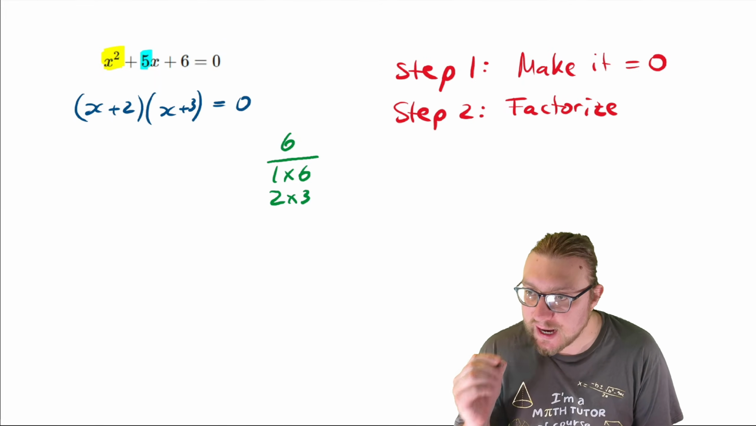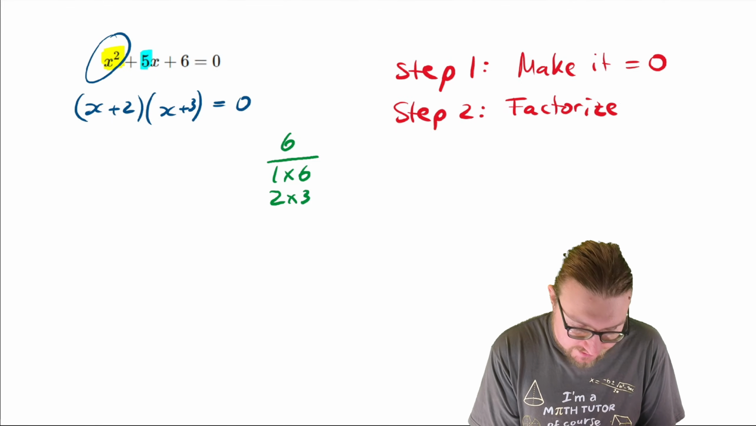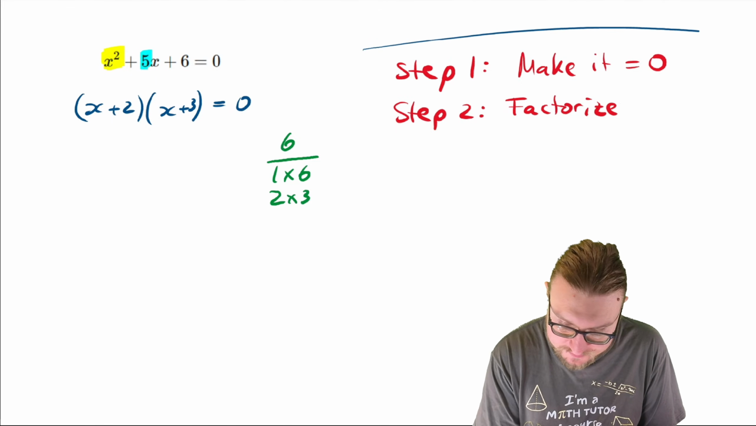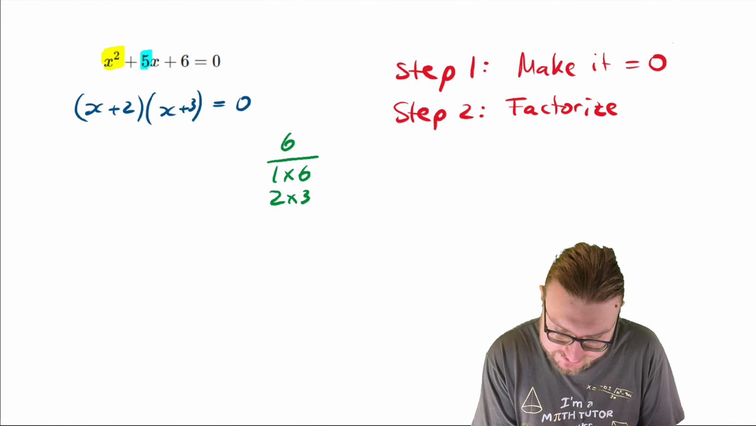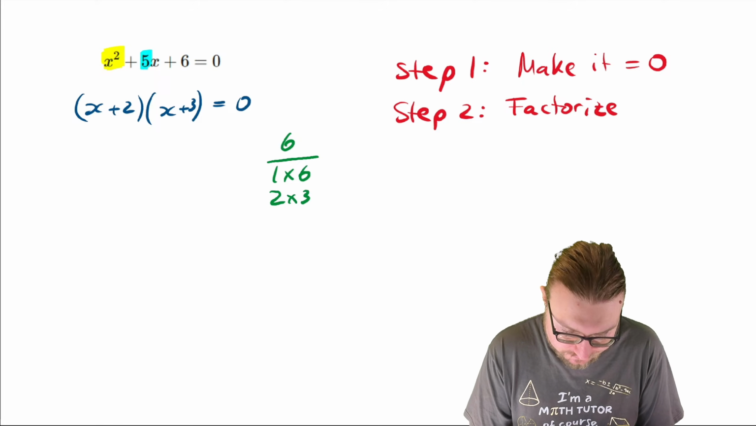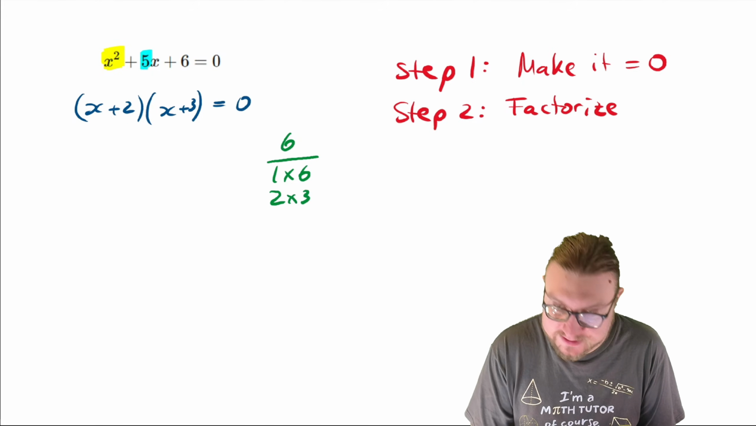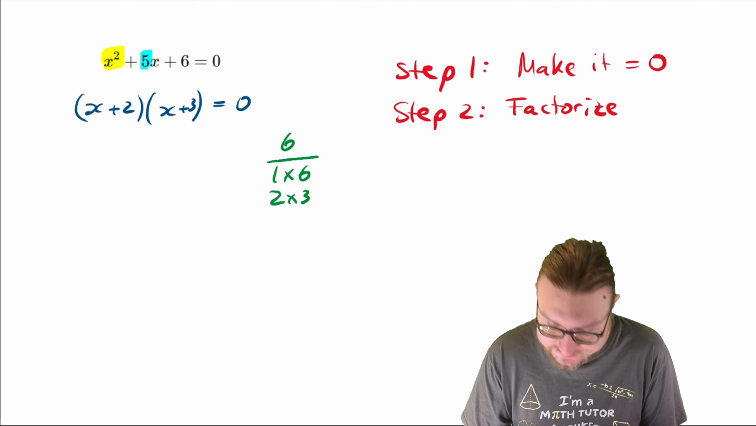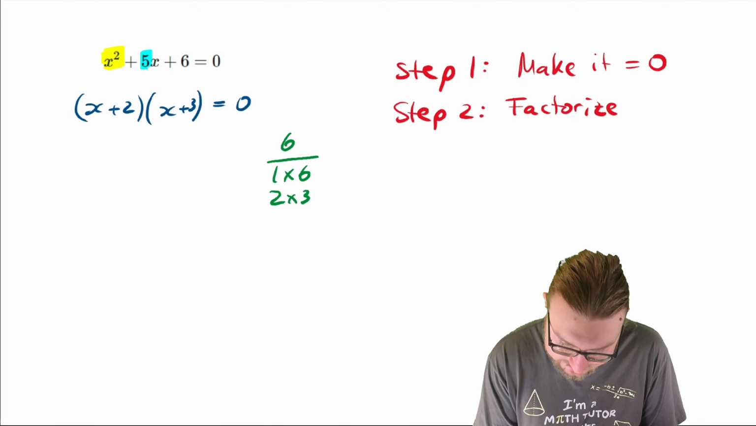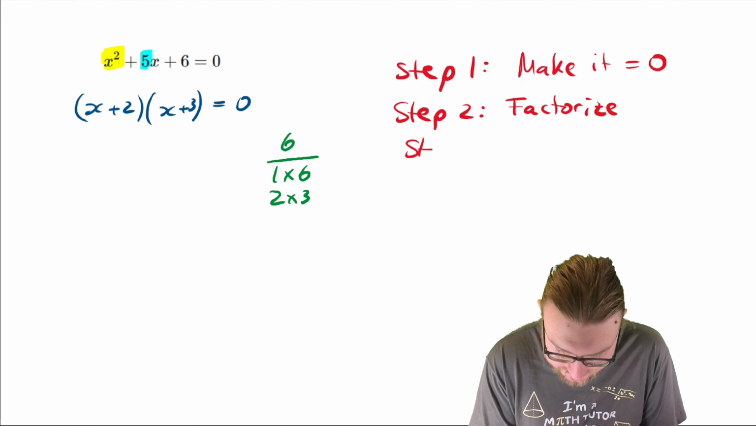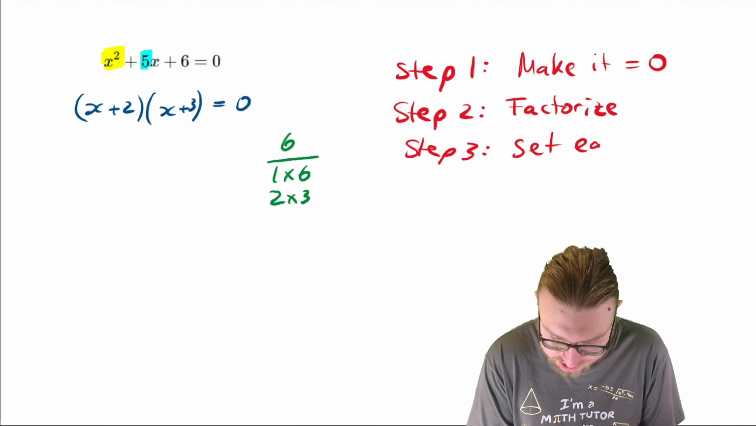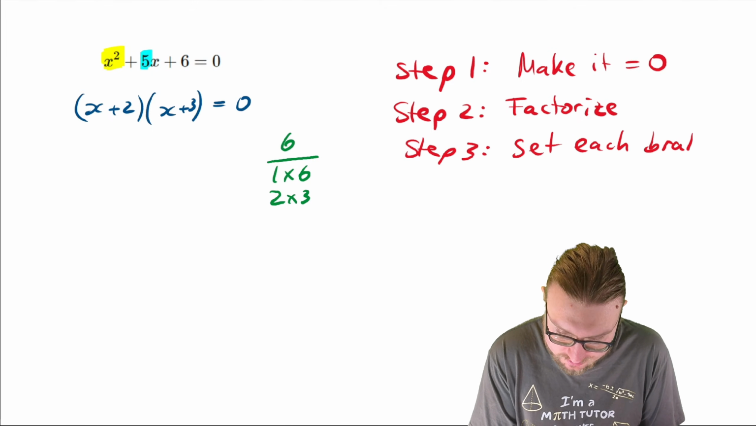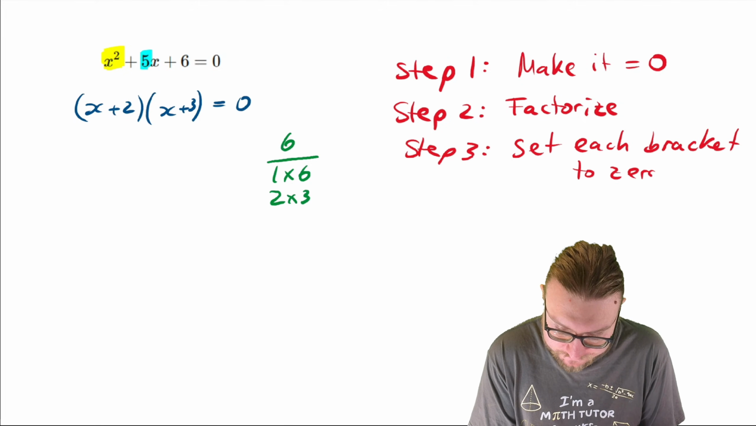So as soon as you guys see a quadratic, it is a different method to solve. Step 1 is make it equal 0. Don't forget this, otherwise the factorizing doesn't work, or at least at the end we couldn't write what x is. The second part is factorize it. And then step 3, set each bracket to 0.